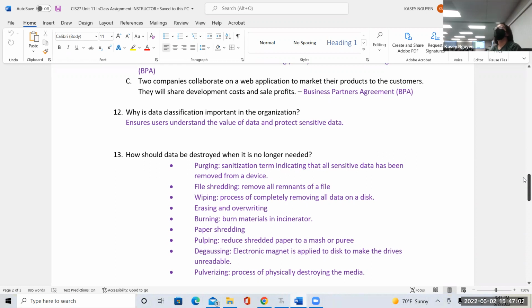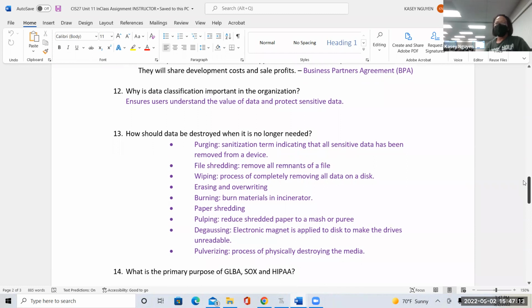Okay, so we can burn, bless you, paper shredding, file shredding. And of course, we have applications that will do that for us as well now. I think in CompTIA A+ and CIS27, it talks about some of this too, degaussing, right?